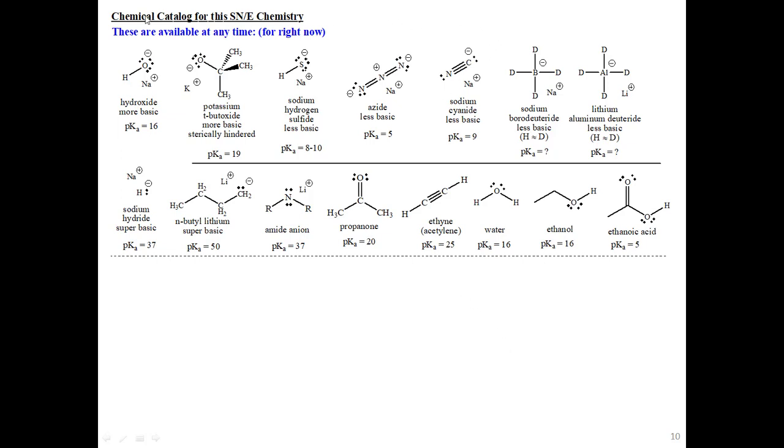Now, this is our chemical catalog. You can use any of these guys whenever you want to make the things that we need for our chemistry. So sodium hydroxide, anytime you need hydroxide, there it is. Potassium t-butoxide, if you need that, we use that. Remember, that's a big bulky base, mainly for E2 reactions, even at a primary center. The sodium hydrogen sulfide that we have here, sodium azide, sodium cyanide, sodium borohydride, lithium aluminum hydride, sodium hydride, n-butyllithium, lithium dialkyl amide. You can use any of those whenever you want.